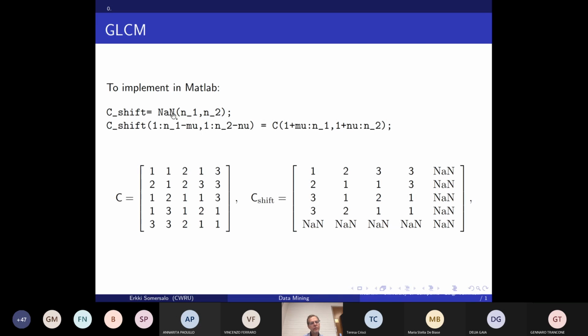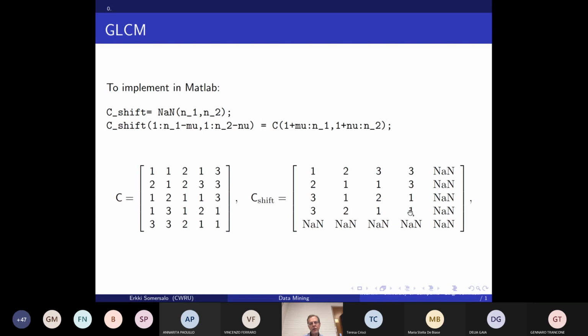So the C shift is a matrix full of not-a-numbers. And then I'm replacing the components by this line here with the values which are shifted by 1. And so what I did here is that I shifted all these numbers 1 step up and to the left.